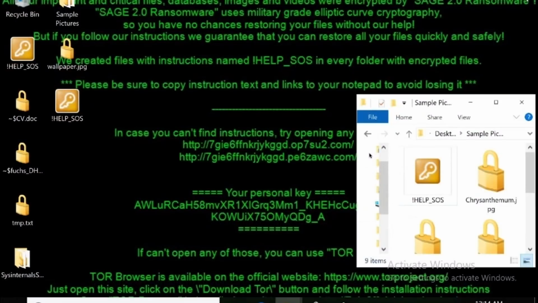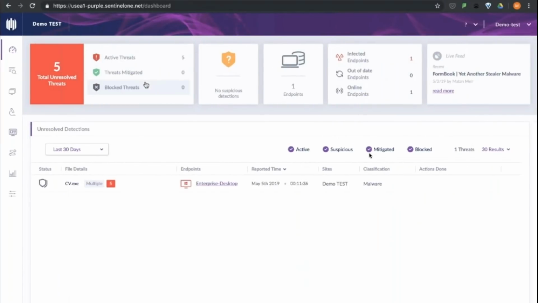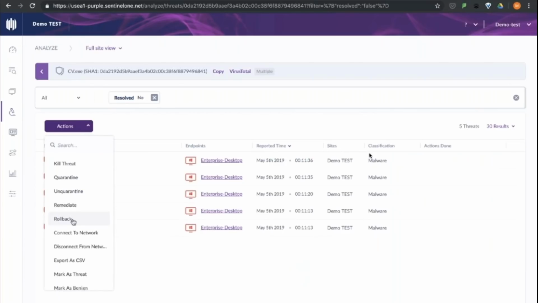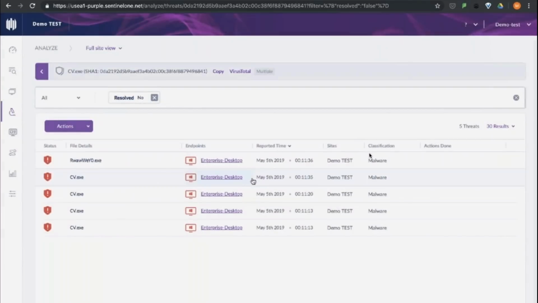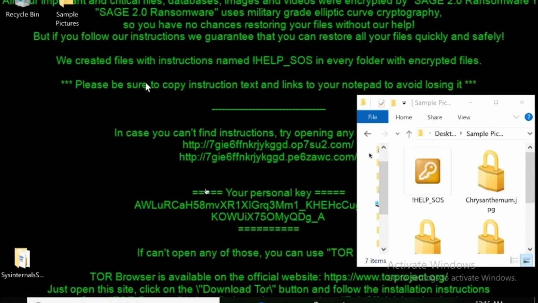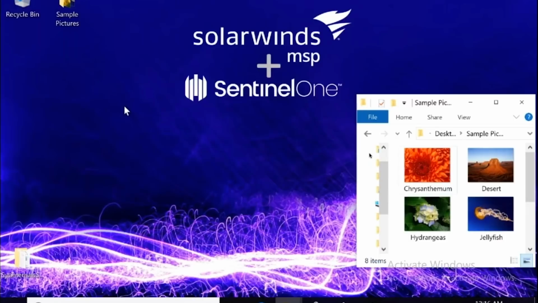Let's go back into the EDR dashboard, take a look at how we'd roll this back. So I'm going to click on the threat and go to Actions and choose Rollback. Then go back to my desktop. And you'll start seeing things disappear. You'll start seeing the files over on the right-hand side get unencrypted. And then lastly, my desktop wallpaper is restored.